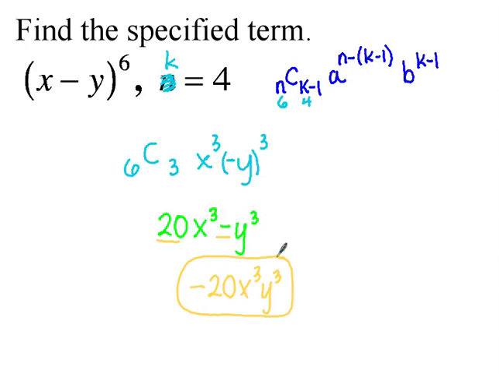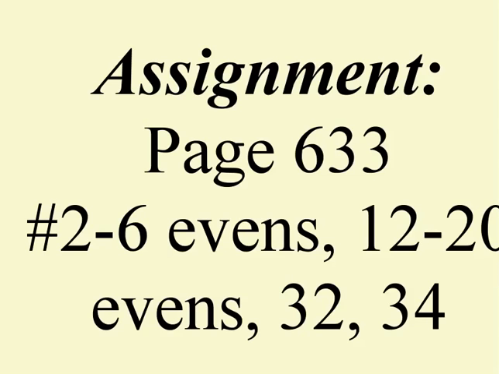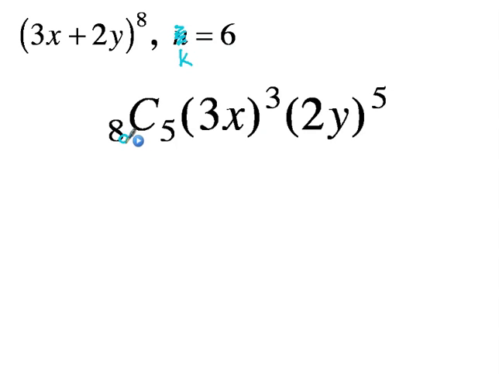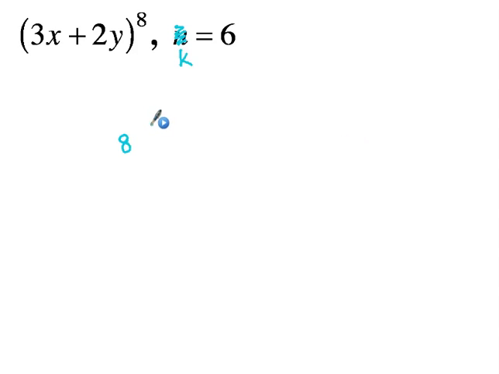Okay. I think I got another one here. There we go. So we're going to find the 6th term. Once again, I could go through and do this, and I would end up having 9 different terms, or I could use that formula. So the formula in this case will be 8 choose what? 8 choose 5, okay, because we always go 1 less than that.